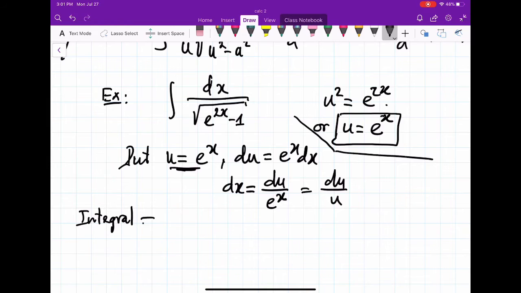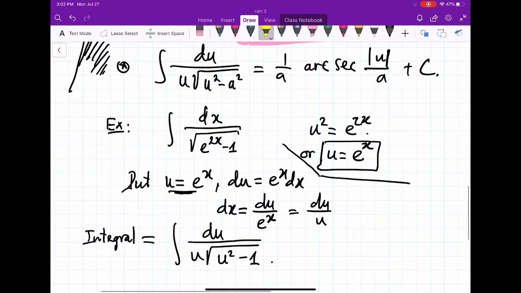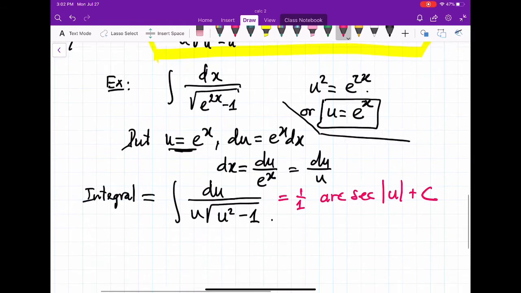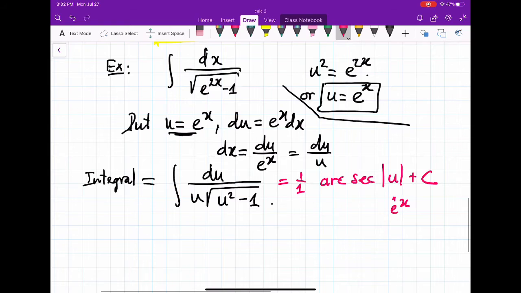Now you can rewrite the original integral in terms of u: dx is du over u, and here you have square root of u squared minus 1. And then you check the formula sheet. Yeah, it's right here, which is good, right? We have that already. So by that formula, I have 1 over a. A in this case is 1. So I have 1 over 1 arc secant of absolute u plus c. And u is e to the x. So I have arc secant of e to the x plus c. Okay.